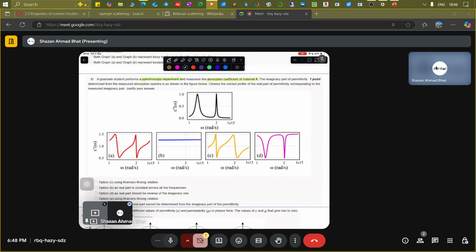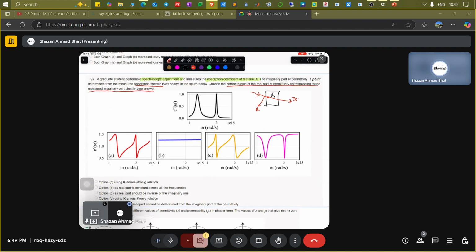material X. There's a material X. Certain people do spectroscopy experiments where they pass light and compute the reflection, the absorption, and the transmission. How it is done is a different story altogether. The imaginary part of permittivity determined from measured absorption spectra is given. Choose the correct profile of the real part of the permittivity corresponding to the measured imaginary part.